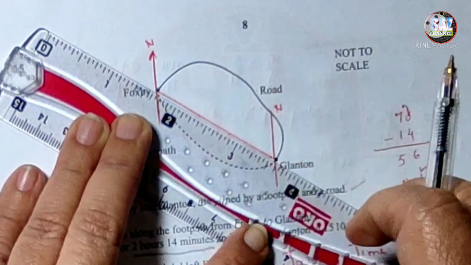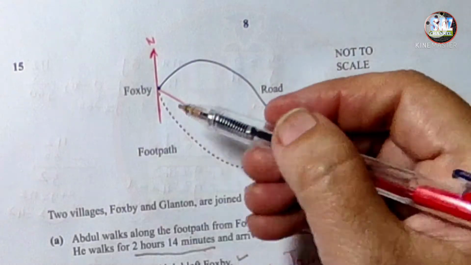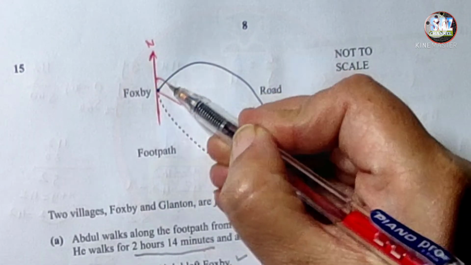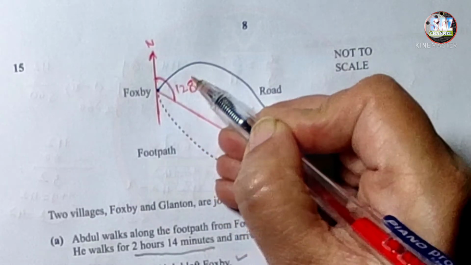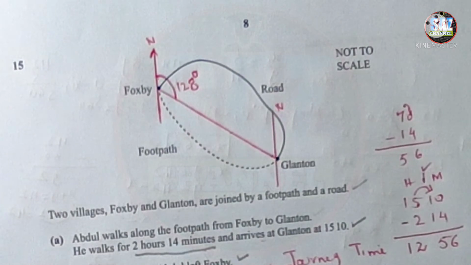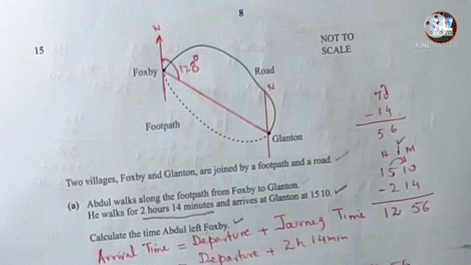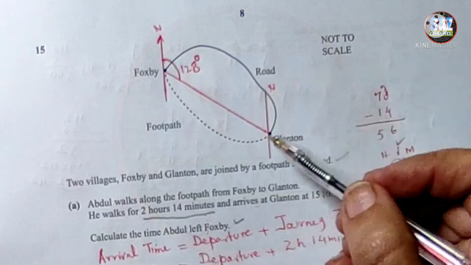And the question says that the bearing of Glenton from Fox Bay is 128 degrees. This bearing is already given. This is 128 degrees. And the requirement of the question is to calculate the bearing of Fox Bay from Glenton. So please focus your attention on this point: the place which comes after the word from, you have to start your movement from that point. Now we have to find the bearing of Fox Bay from Glenton.